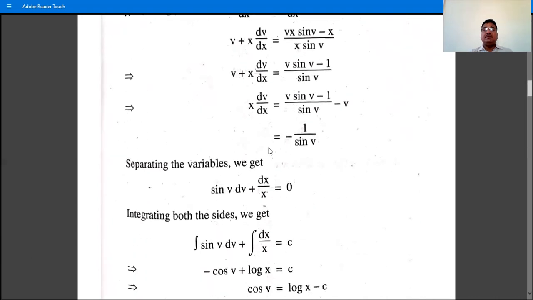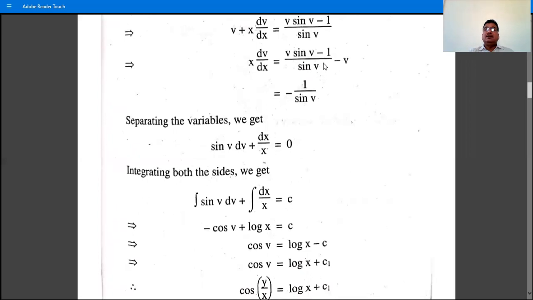And so x dv by dx is equal to (v sin v minus 1) divided by sin v minus v. Then take sin v as common, so (v sin v minus 1 minus v sin v), so it becomes minus 1 by sin v.